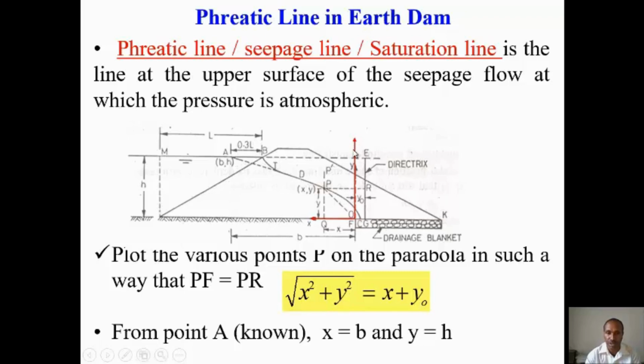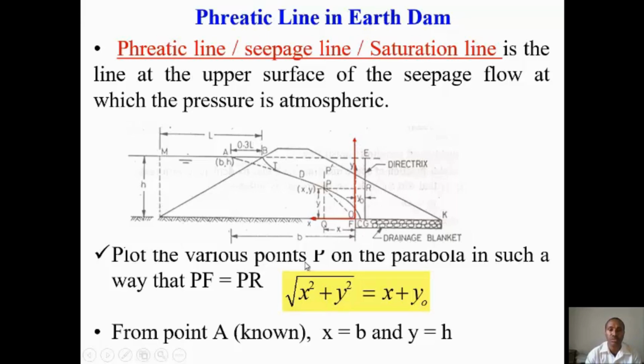So you have X and Y. The X direction is this way and Y this way, and you plot this phreatic line up to this point. Once you put this X and Y, you have the directrix. So this is the directrix, a line parallel to the Y axis, the vertical line.